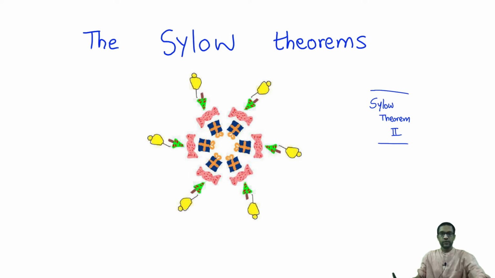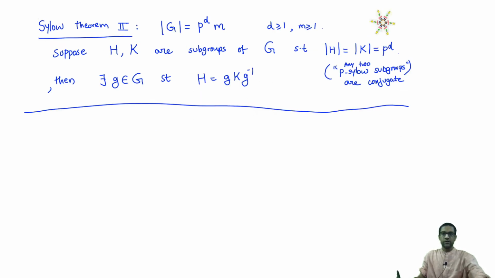Today we will prove the second Sylow theorem. Here's the statement of Sylow theorem number 2. It says in words that any two p Sylow subgroups of a group G are conjugates of each other.